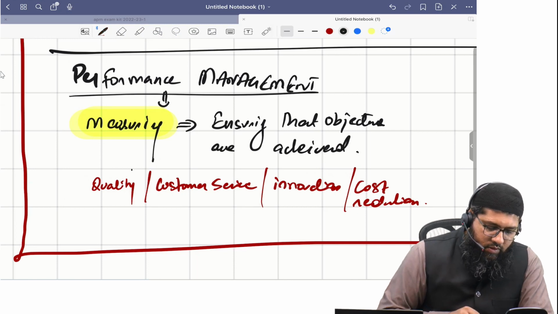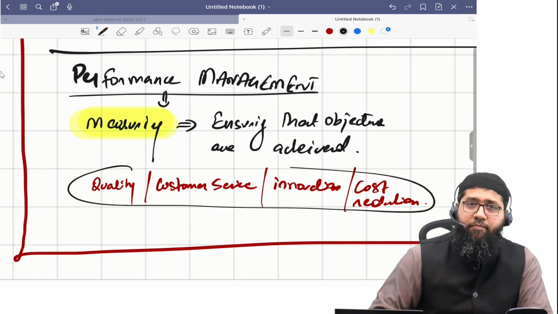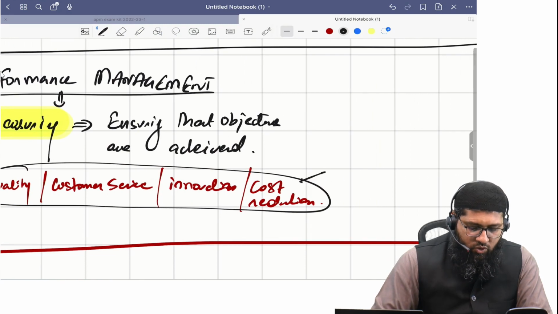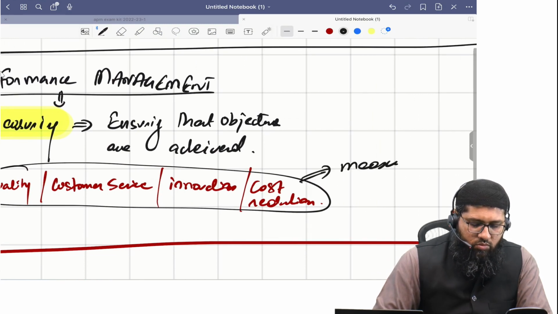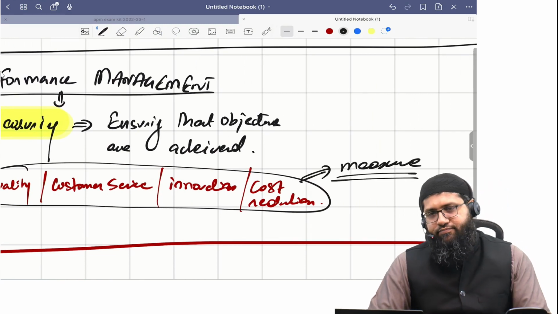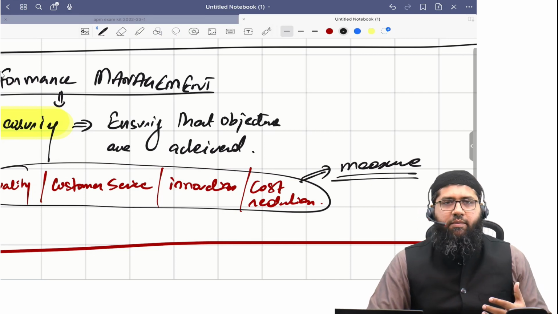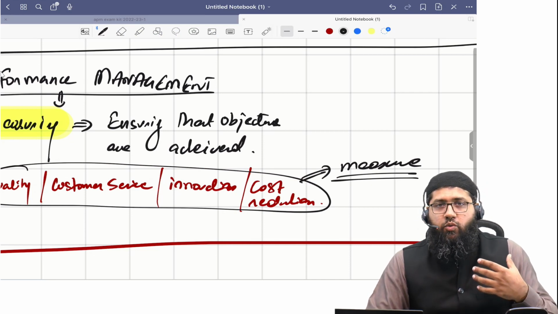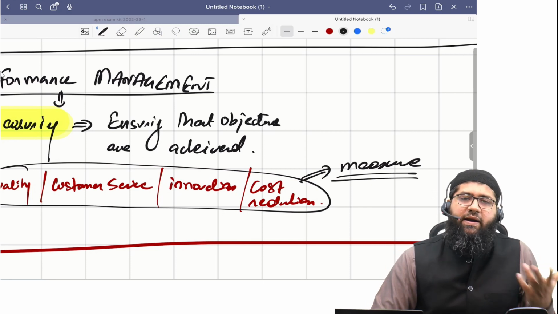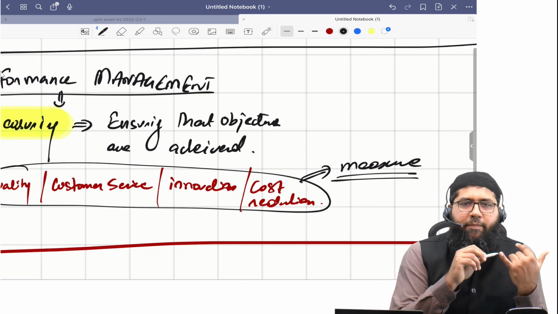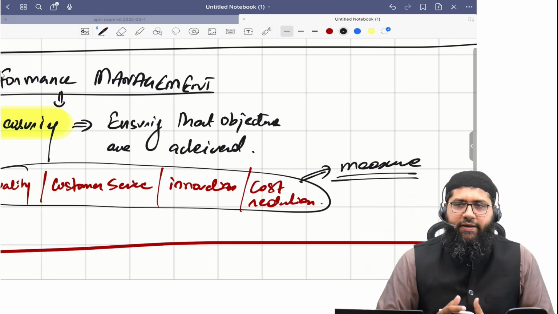I repeat, you got to measure them. When you are actually going to measure them, then you would comment on them. So the measurement is important. If you don't measure, then they won't come into limelight.